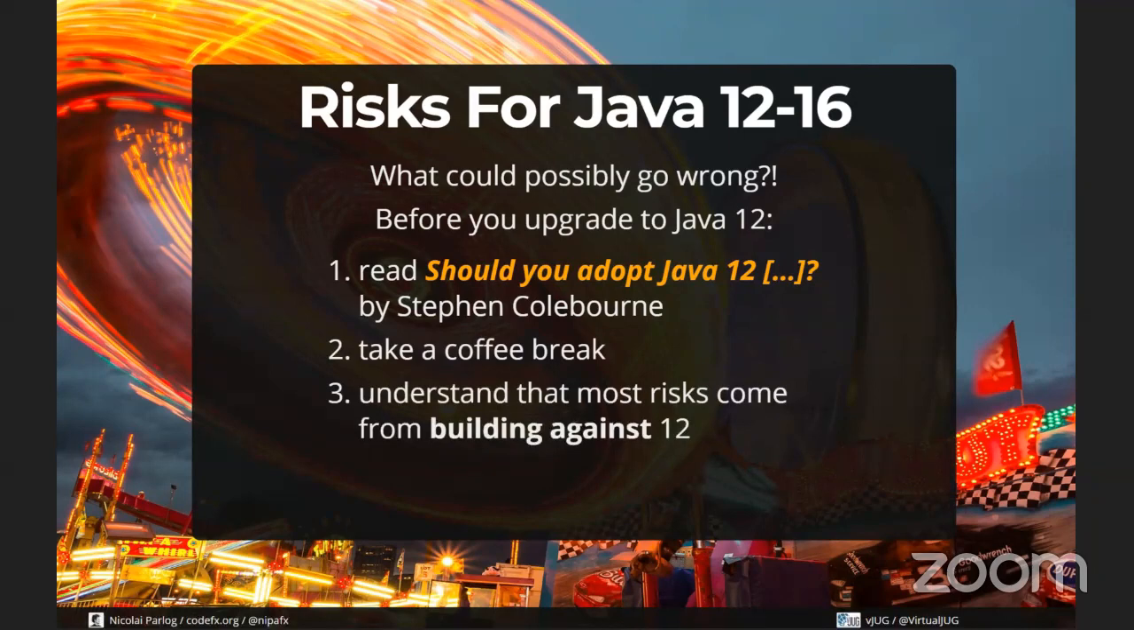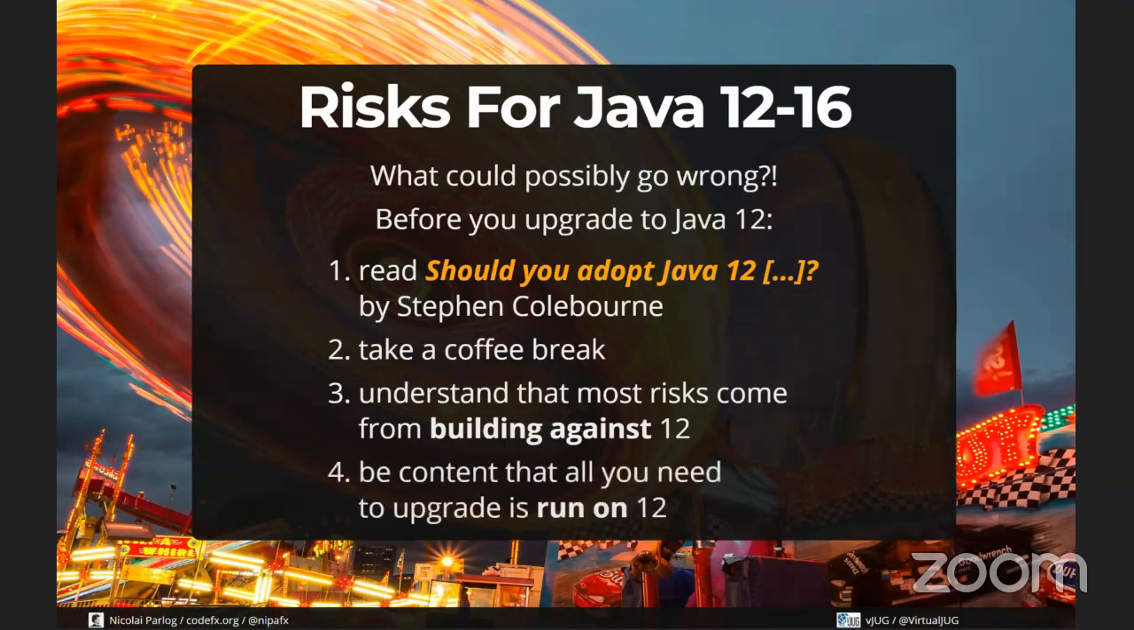comes from building against Java 12. It comes from using the Java 12 compiler to create Java 12 bytecode and run on a Java 12 machine. But all you need to have security fixes really is just to run on 12. You don't have to build against 12. As long as your code eventually works on Java 12, that's okay. So for example, you don't have to target Java 12.